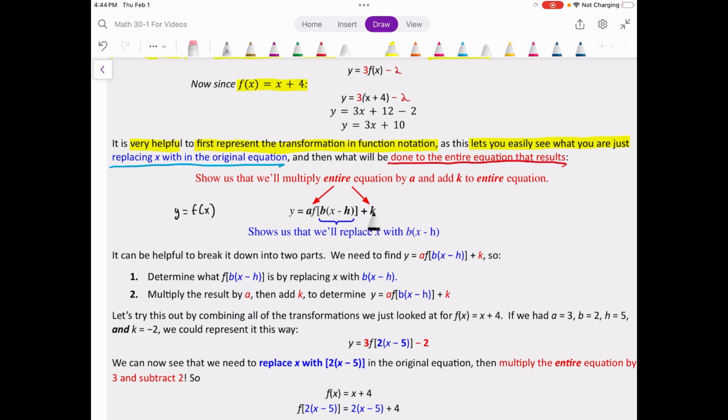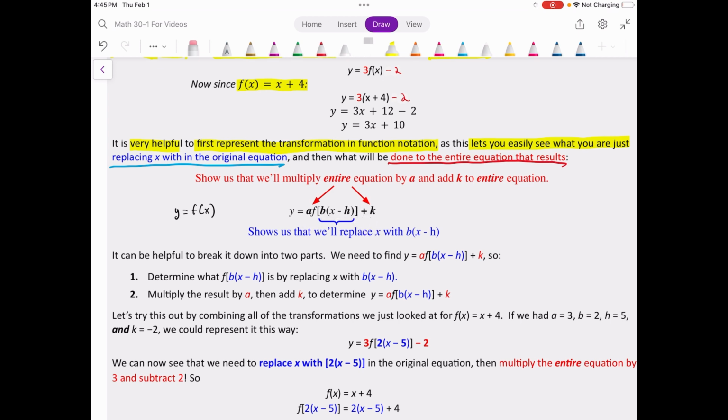So what did we do? Well, instead of an x, we have b times x minus h. So this part shows us what we're going to replace x with in the original equation. We used to input x's, now we're going to input b times x minus h's. And then what do we do to that? We take f of b times x minus h, we multiply it by a. And then we add k to that.